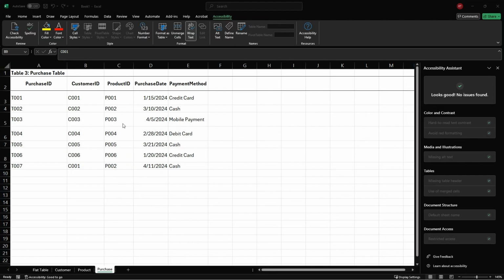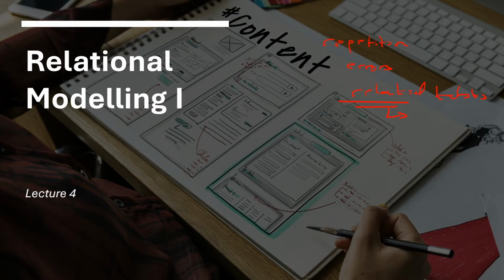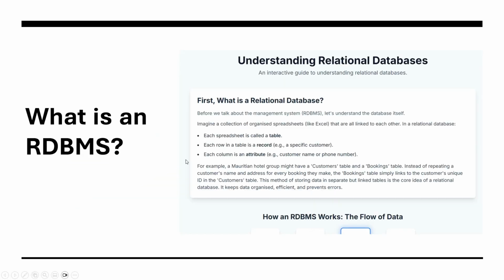Now that you understand the concept of a relational database, we can get into what we call a relational database management system to understand better what it is. All right, let me get into that. So we want to now get into what an RDBMS is. Understanding relational database: I've created a small interactive chart to make things easier for you.